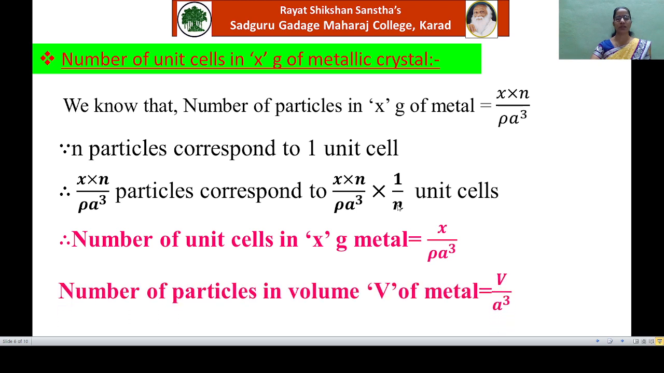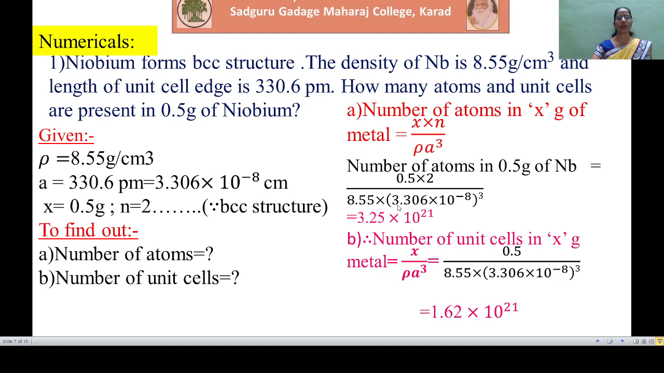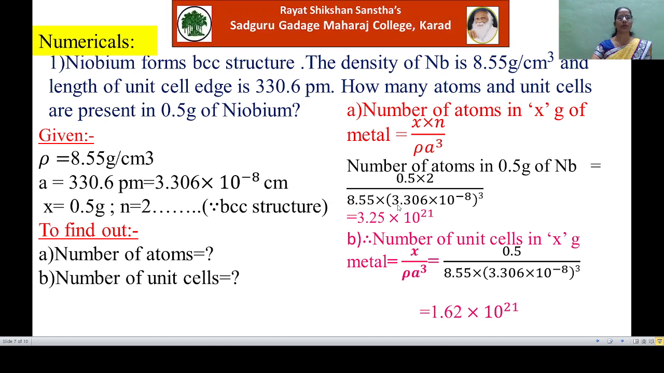Thus, with the help of these two relations, we will obtain the number of particles and number of unit cells in x gram of metallic crystal. Similarly, we can obtain the number of unit cells in volume V of the metal by the equation V upon a cube. Now, all these three relations are very important. Remember them well. Now, with the help of these relations, we will solve some numericals. See the first numerical.